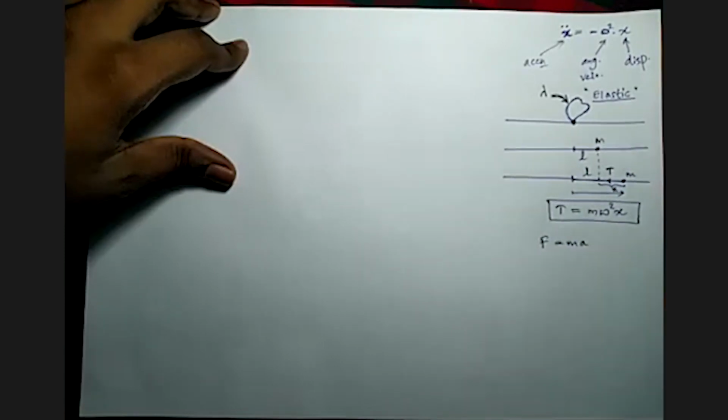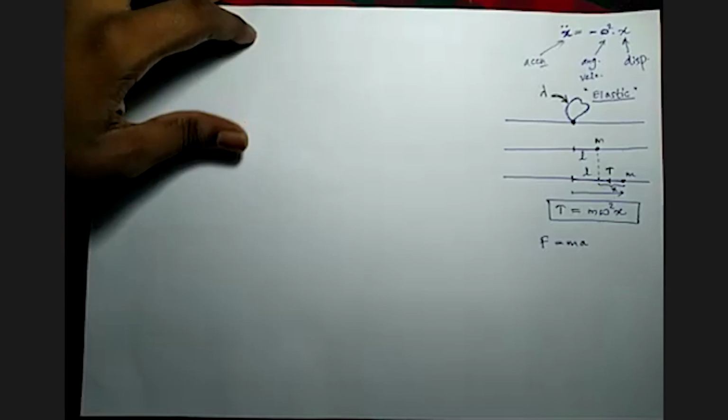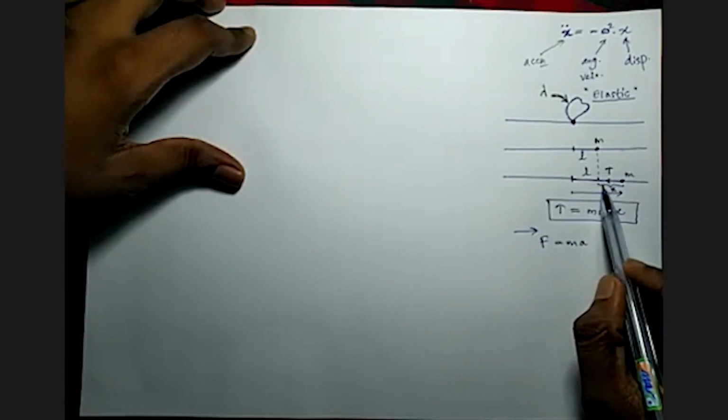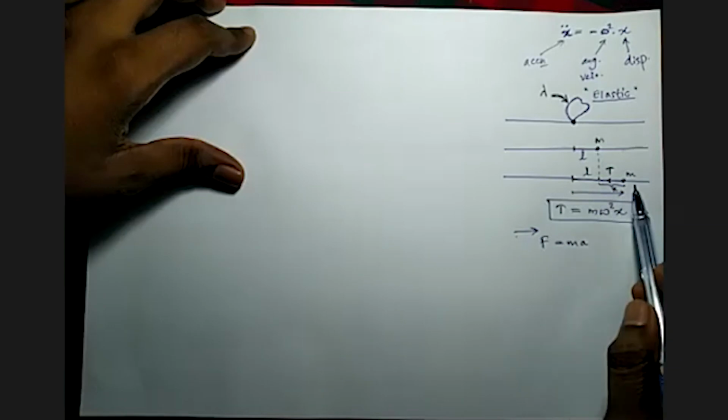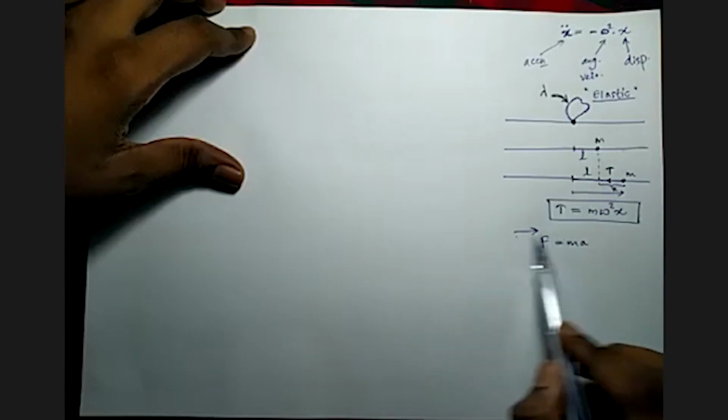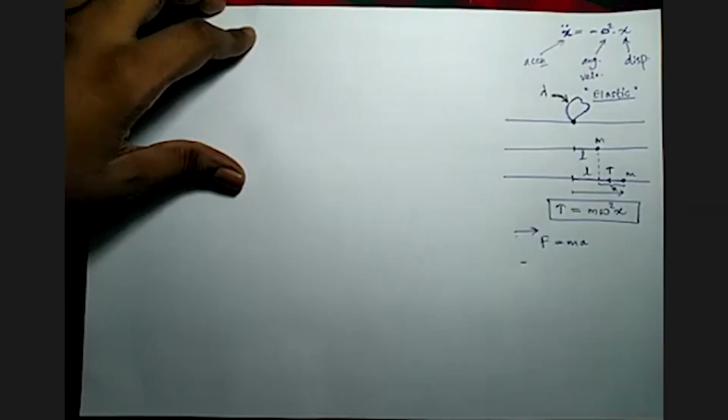Then for our problem, we have to apply Newton's second law of motion, F equals ma, in this direction. The reason I choose the right hand side is that I am going to measure the displacement to that side, so we have to select the same direction. Then when we apply forces, this T is opposite in direction, so it is minus T. M, what is the acceleration? That is x double dot.